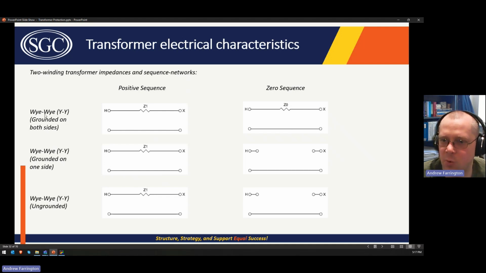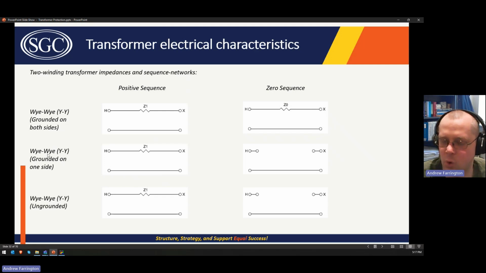So for a YY transformer, if it's grounded on both sides, there is a path for the zero sequence fault current to flow through. You can have a zero sequence fault current flow from the H bushings to the X bushings through the zero sequence impedance of the transformer. Okay, this is just the neutral of the return path. So there's a path through the transformer.